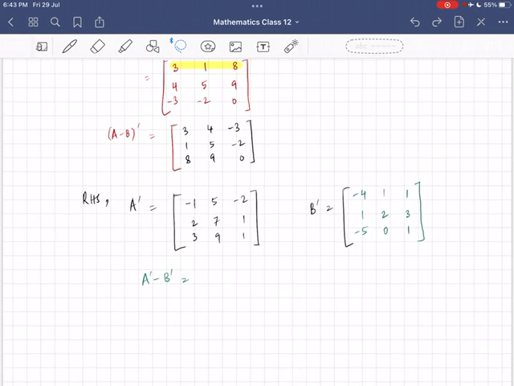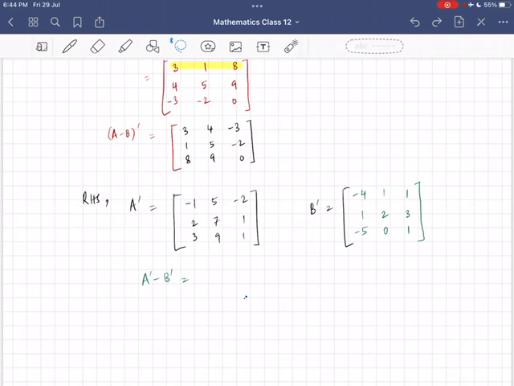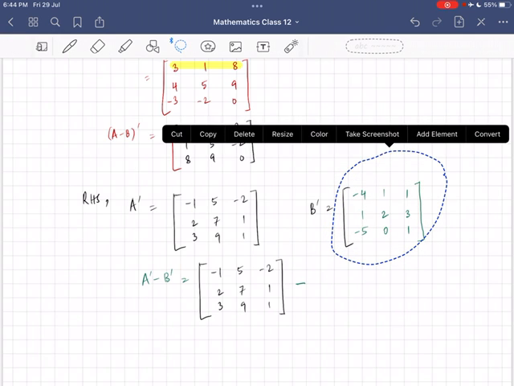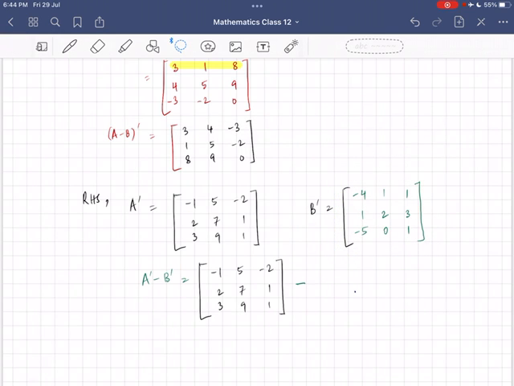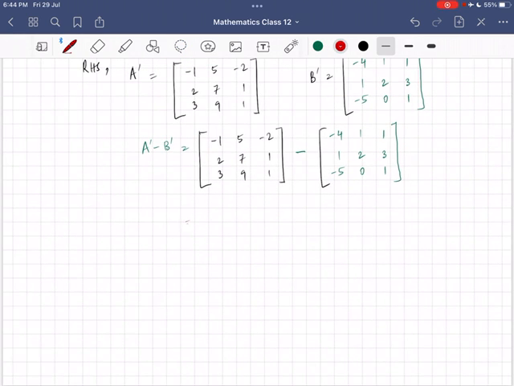So here we're going to subtract A complement minus with B complement. So here we have the B complement. Now if I subtract these two, what do we get? So -1 minus of -4, that gives us +4, so that is 3. 5 minus 1, 4. -2 minus 1, that is -3.